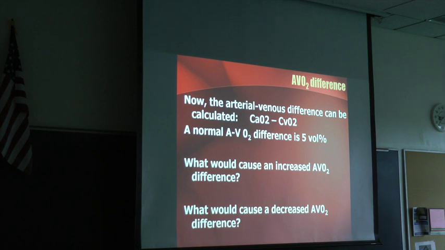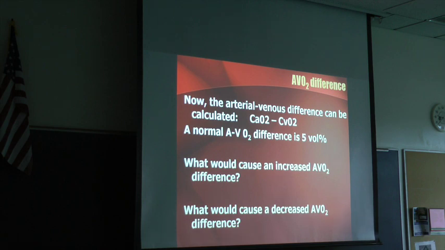You can write down normal arterial O2 content equals 20 volumes percent, and then write normal venous O2 content equals 15 volumes percent. And the difference is 5 volumes percent. So normally the tissues extract about 5 volumes percent with normal metabolism.